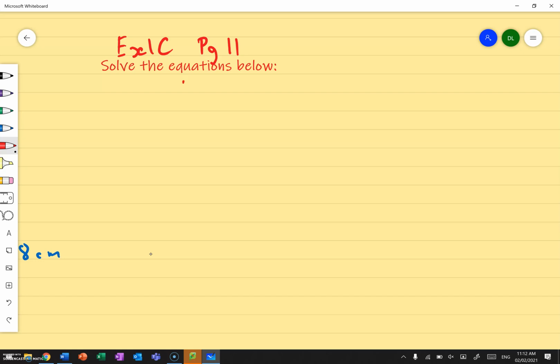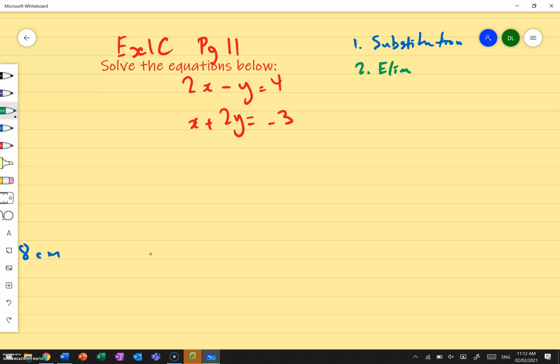So I've got 2x minus y equals 4, and then I've got x plus 2y equals negative 3. So that is the question. 2x minus y equals 4, x plus 2y equals negative 3. Can anyone tell me what are the two methods of solving simultaneous equations? Lovely. Substitution and elimination. I'm going to do them in different colors just so we can separate them. And the second one is elimination.